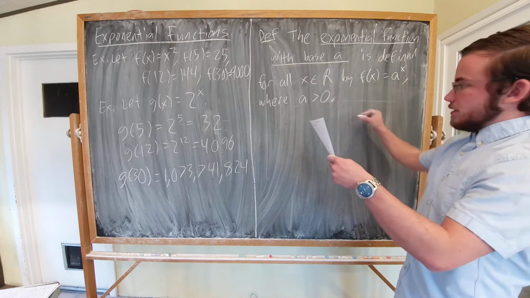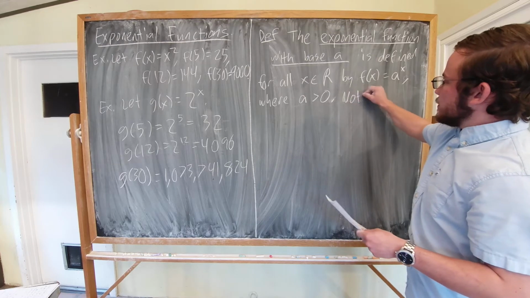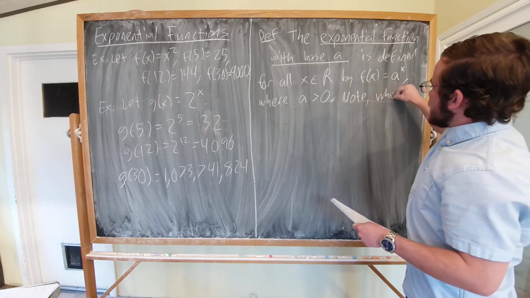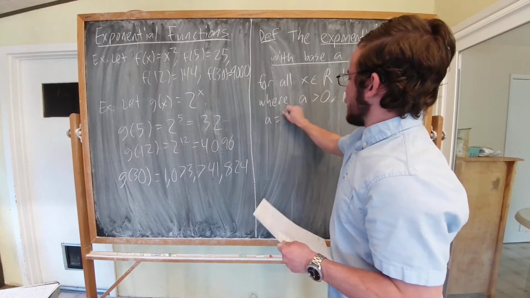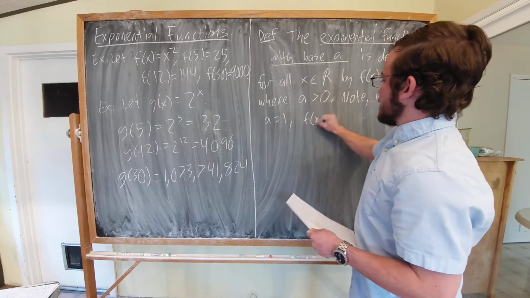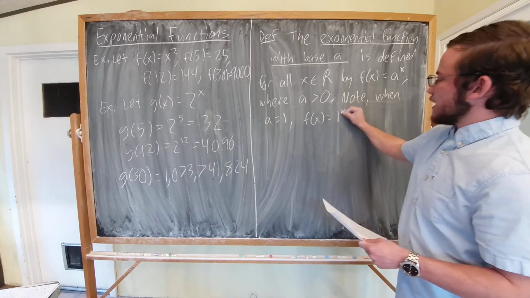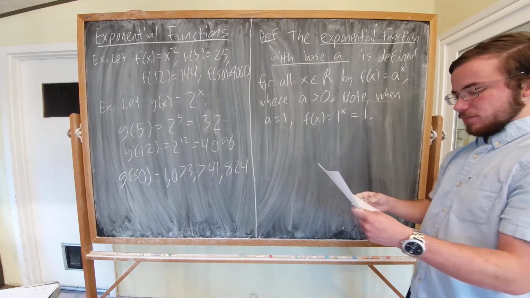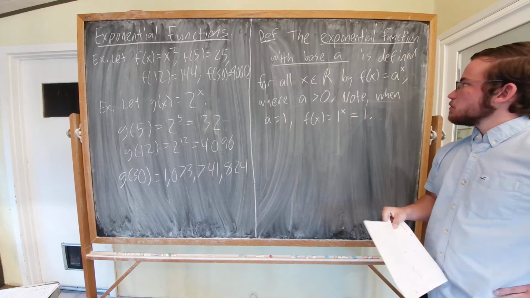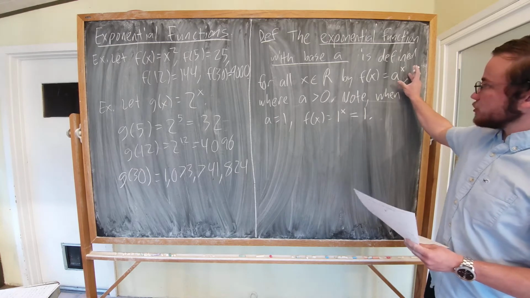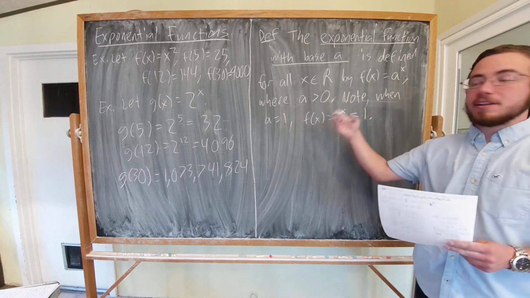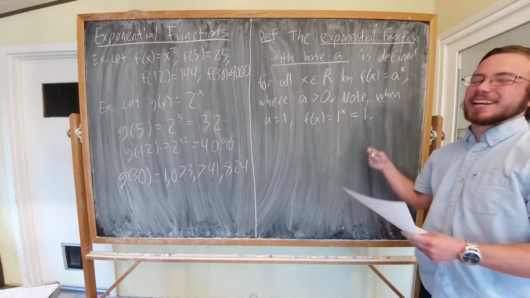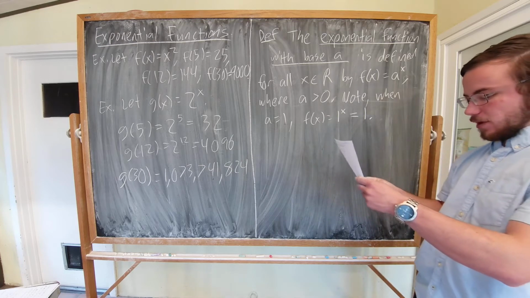All right. Note that when a is equal to 1, f of x is 1 to the x power, which is just 1. So, we have a fast-growing function whenever a is not 1. Whenever a is 1, we're just going to get a constant function. Okay.